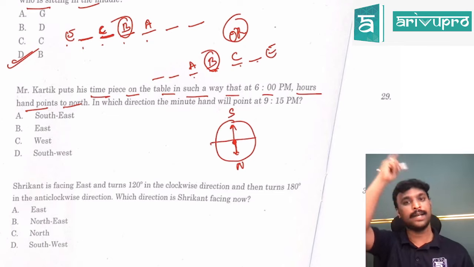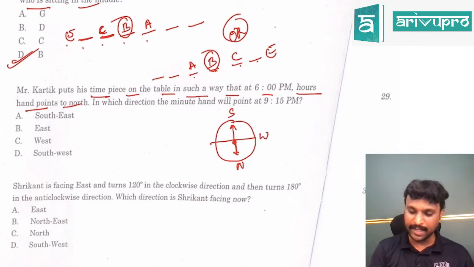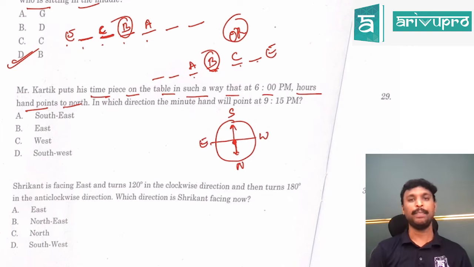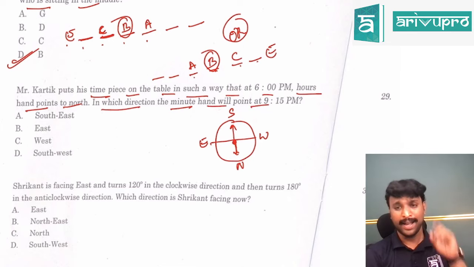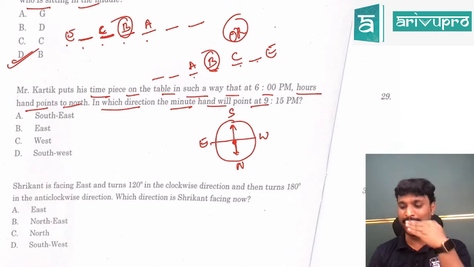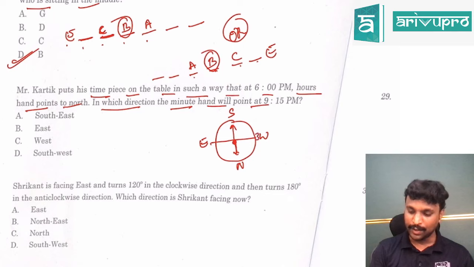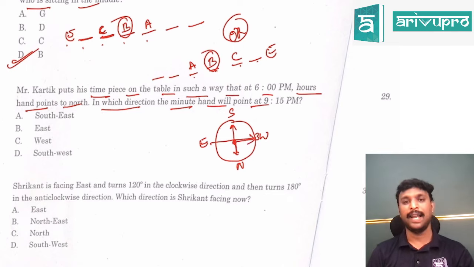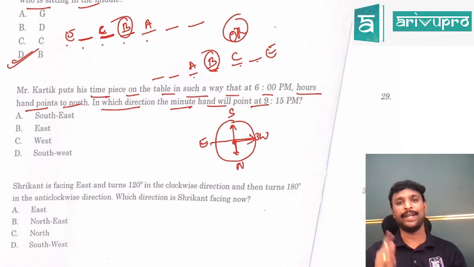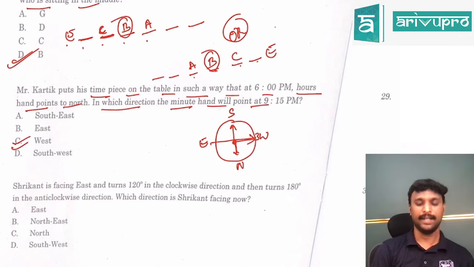Guys, if the north is upward, the right one is east. If the north is downwards, the right one is west and the left one is east. Have you understood? Now the question they have asked is, in which direction will the minute hand point at 9:15? At 9:15 the minute hand points at 3. So which direction does 3 face? The minute hand will face like this at 9:15, correct? So the minute hand will face the western side. Option C is the right answer.